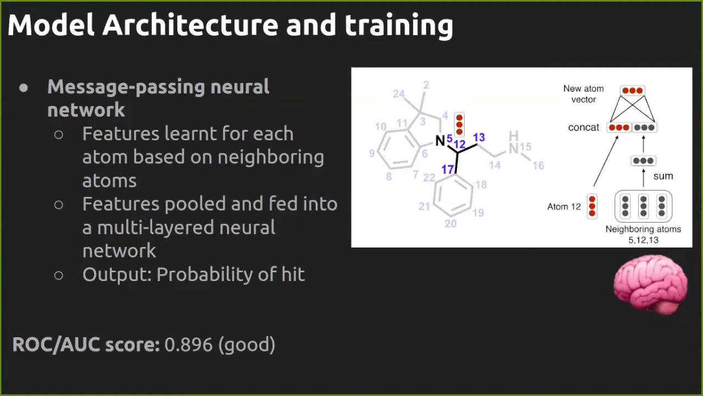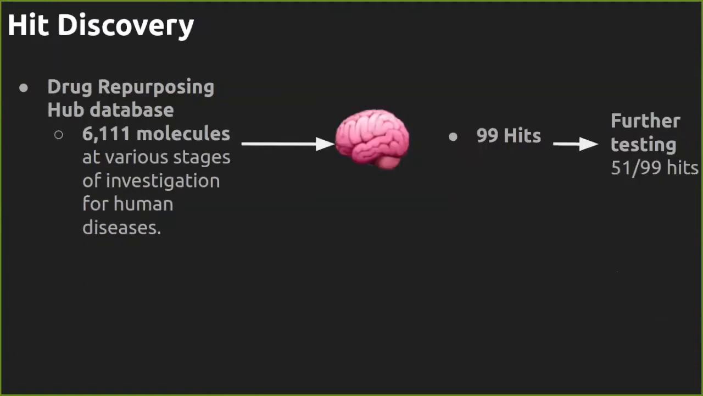After training, the ROC AUC score, which is the receiver operator curve area under curve, was 0.896, which is good. What's the ROC AUC score? In short, it takes into account the false positives versus false negatives. I think that's all I'm going to say about that for now. Okay, that's the only slide on the architecture of the neural network itself, but one day we'll come back to this.